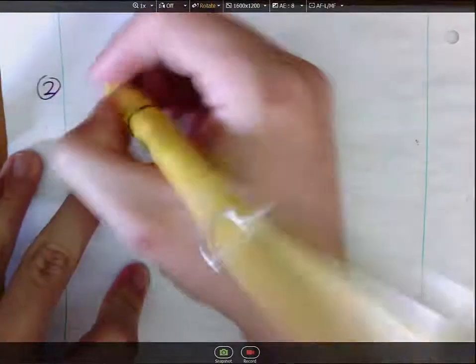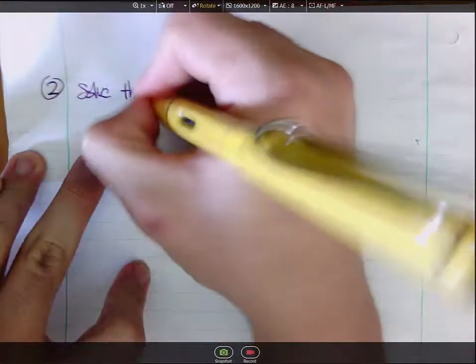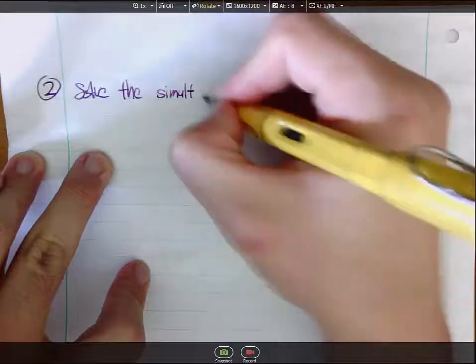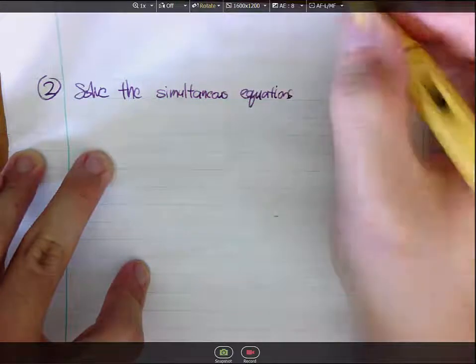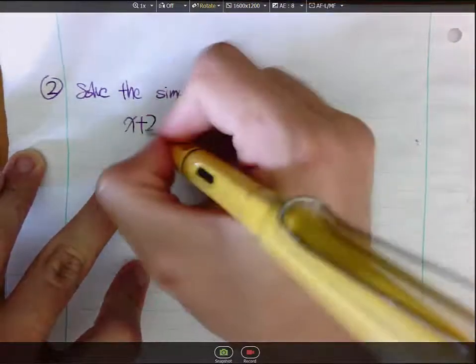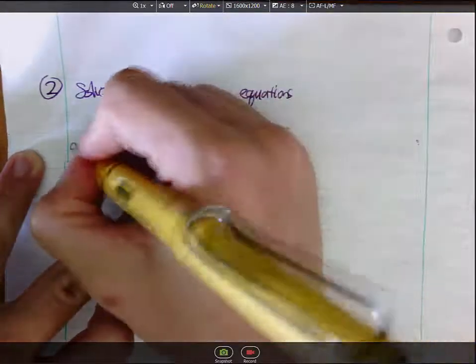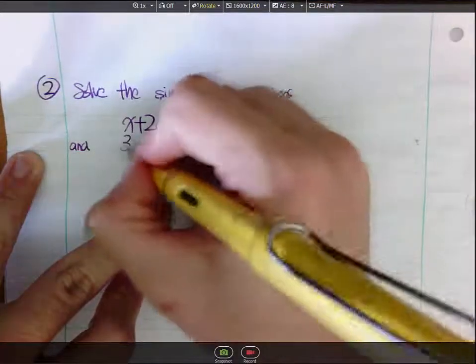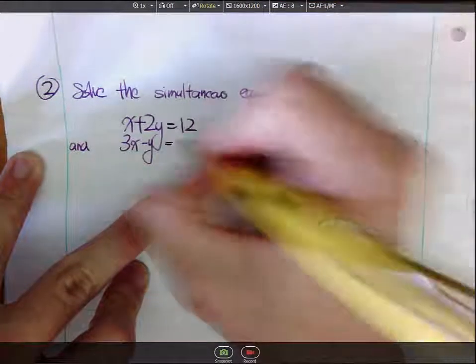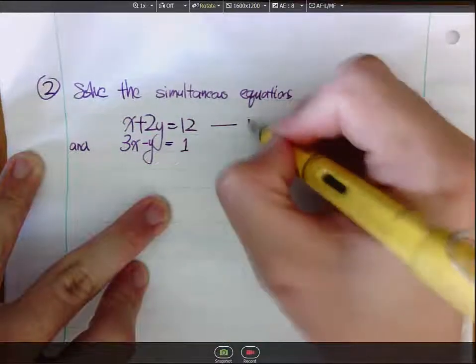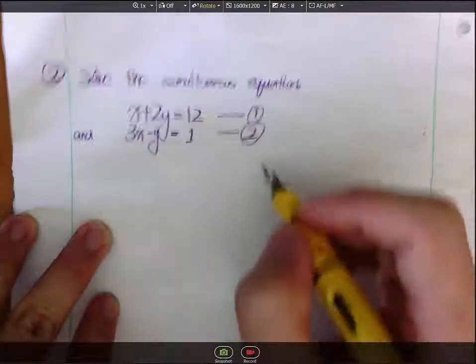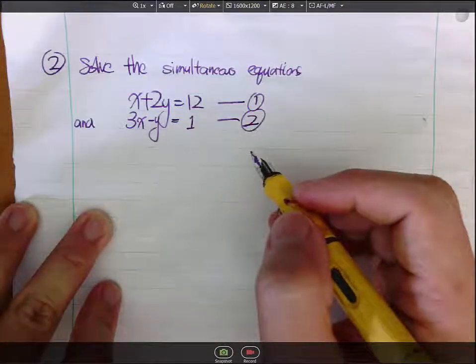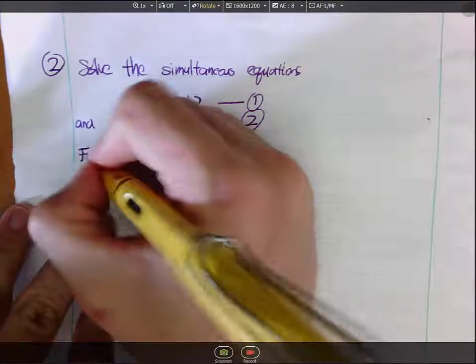Okay, example 2 will be: solve x plus 2y is equals to 12 and 3x minus y is equals to 1. Equation 1, equation 2. We can always start from equation 1, but I just want to mix things up to show you how we can solve with equation 2 as well. So I start from equation 2.